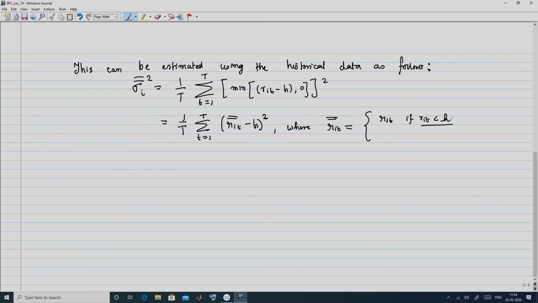So, accordingly, the term that will be minimum is going to be R_i,t minus h, and so accordingly this becomes (R_i,t double bar minus h) square, and this is going to be simply h if R_i,t is greater than h. So, then this means that R_i,t double bar minus h will become 0, which corresponds to this value.